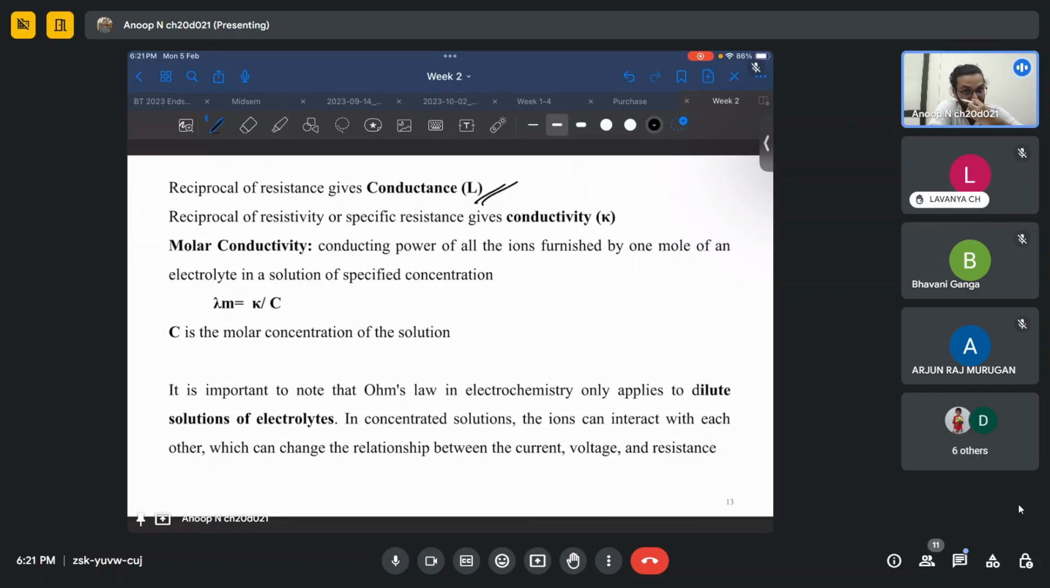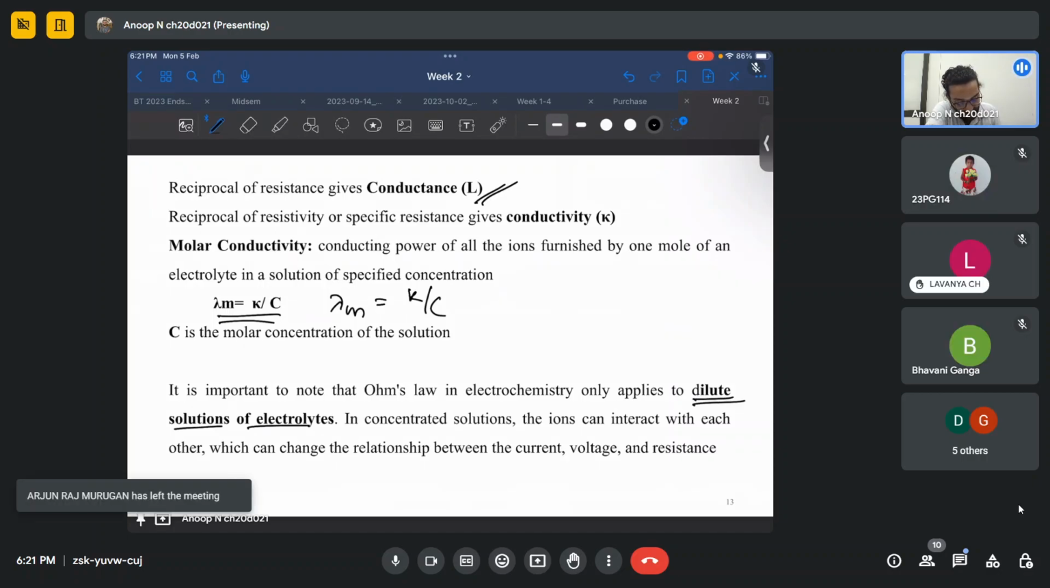Molar conductivity is another term we encounter in our problems. It is the conducting power of all the ions furnished by 1 mole of an electrolyte in a solution of specified concentration. It is represented by lambda m. Lambda m is equal to K by C, where C is the molar concentration of the solution. It is important to note that Ohm's law in electrochemistry only applies to dilute solutions of electrolytes. In concentrated solutions, the ions can interact with each other, which changes the relationship between current, voltage, and resistance.